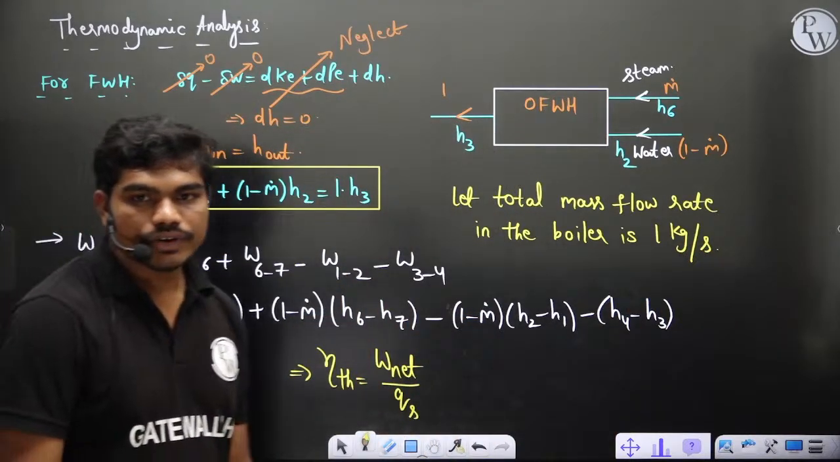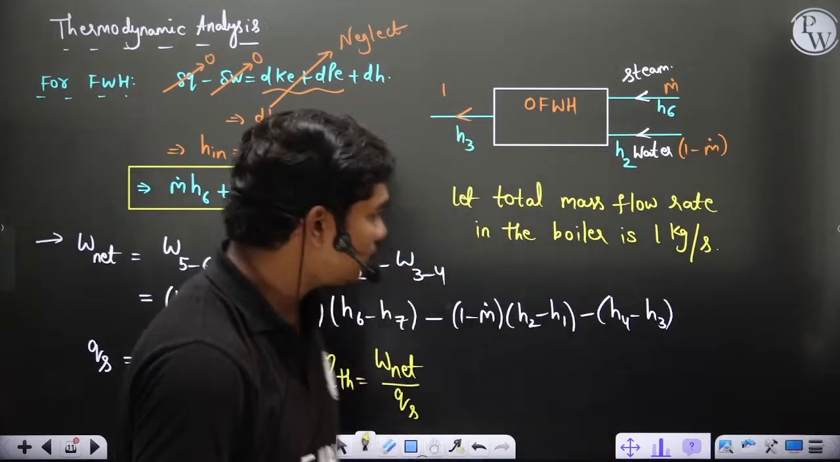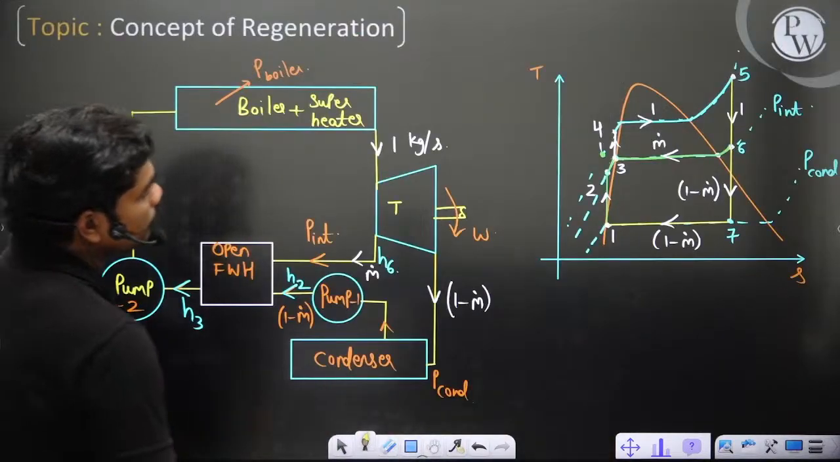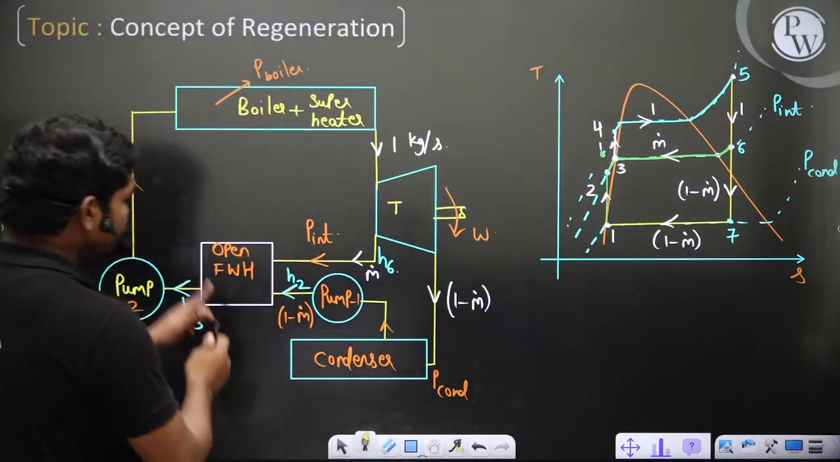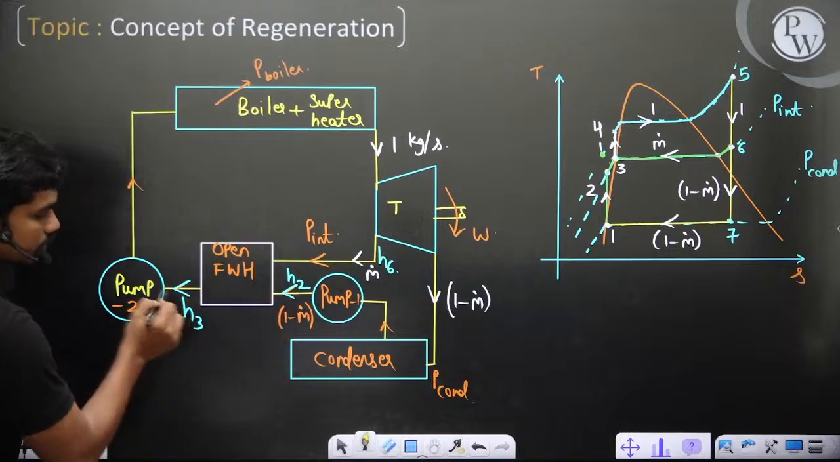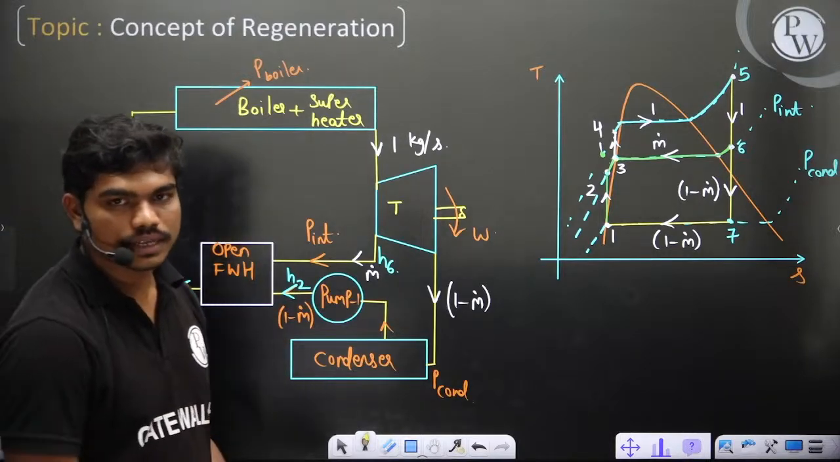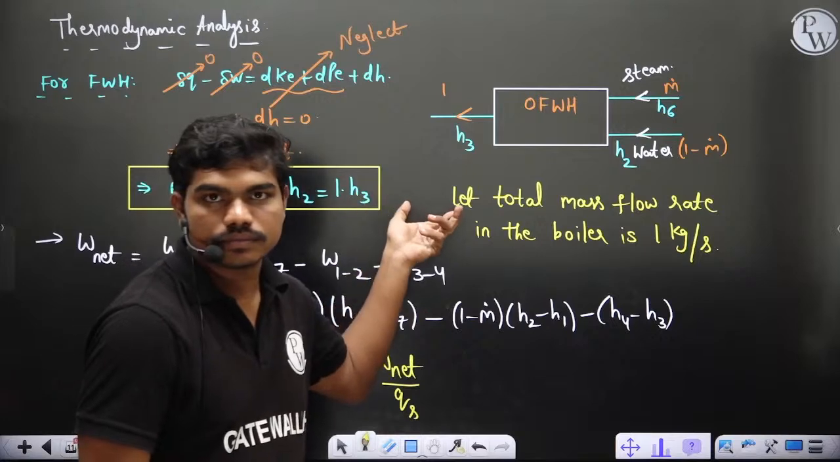Okay. "Feed water heater is not heating, sir." It is heating, no? If the feed water heater is not heating, then how is your temperature going from 2 to 3? If this heater is not heating this feed, then how is it coming from H2 to H3? It is heating, no? That's why we are even writing this energy analysis. Clear?